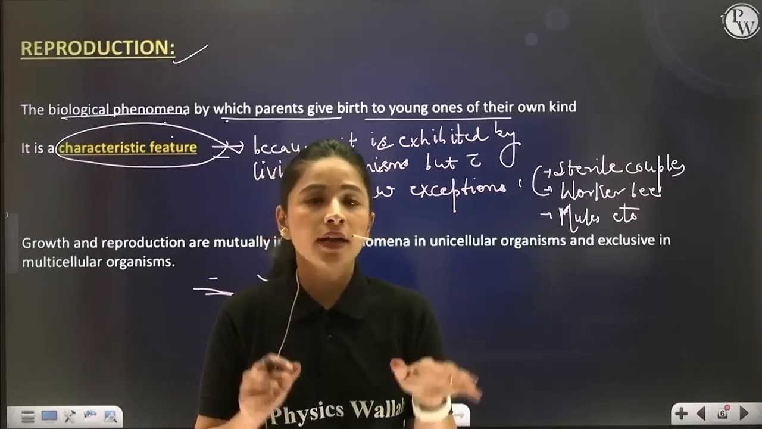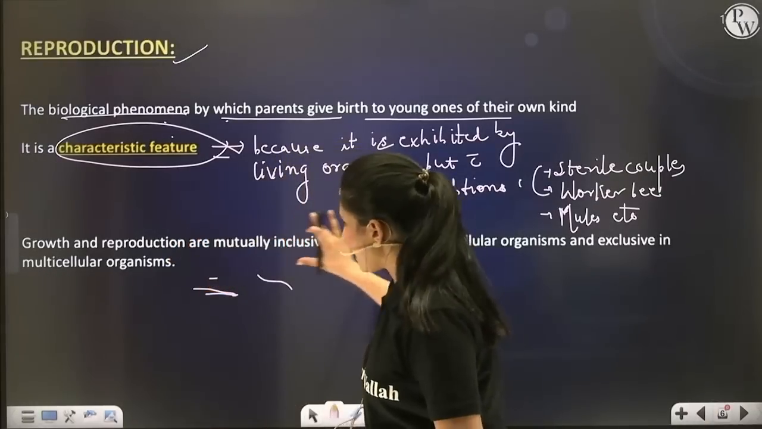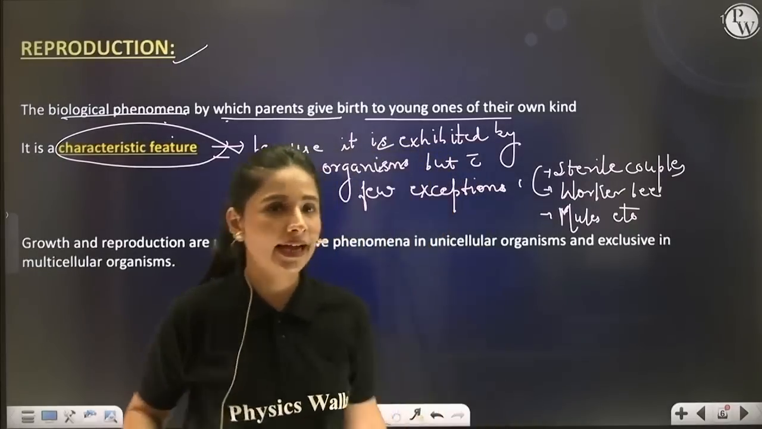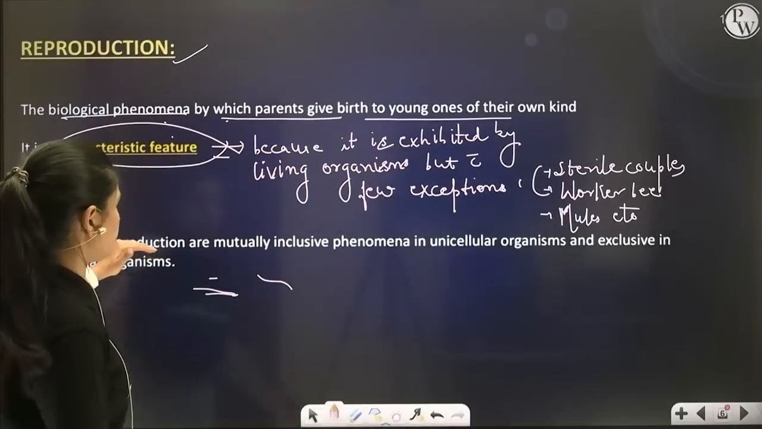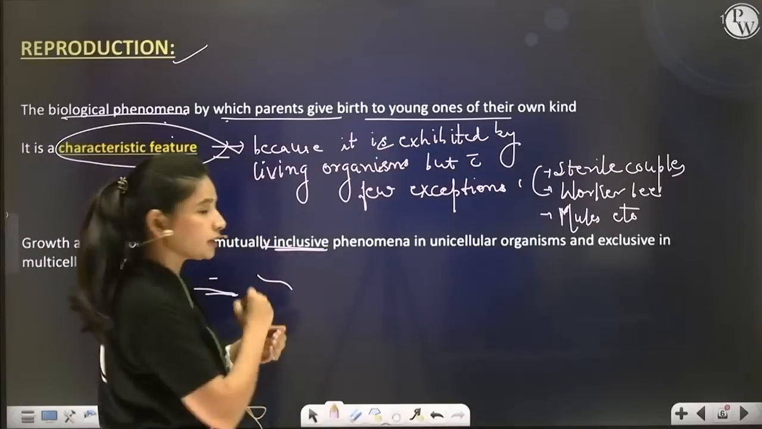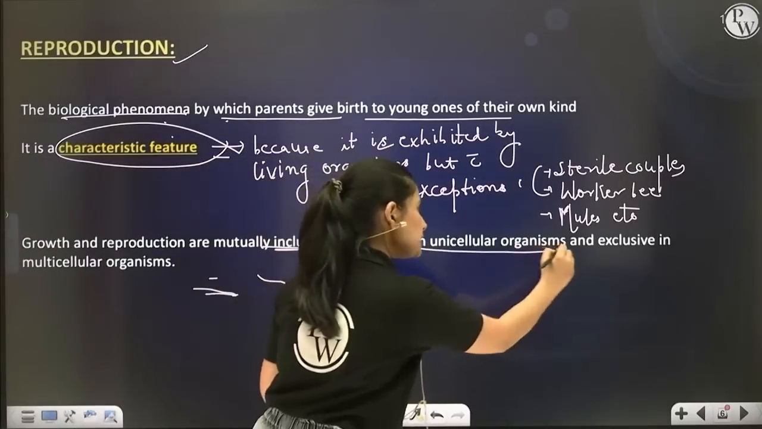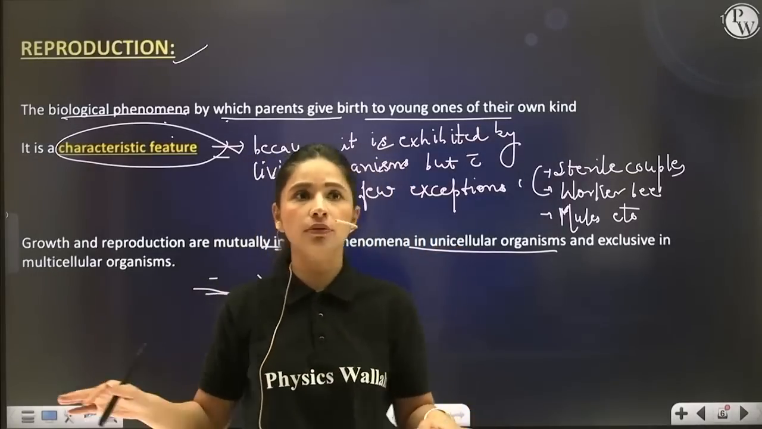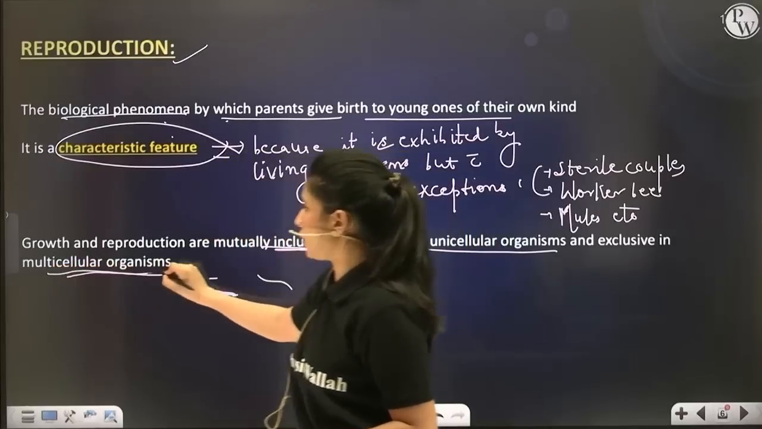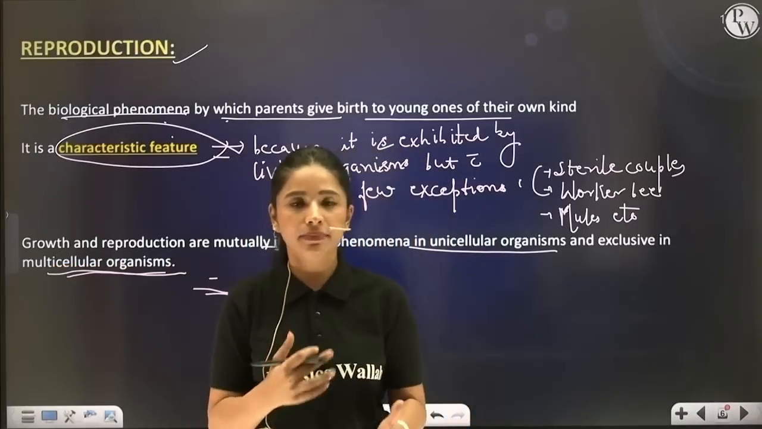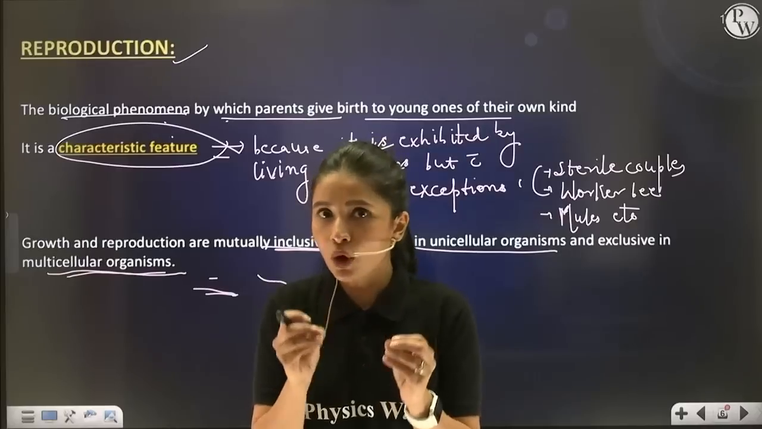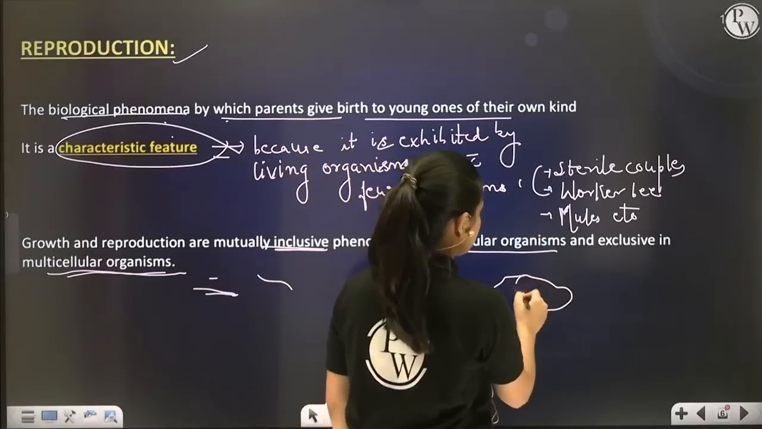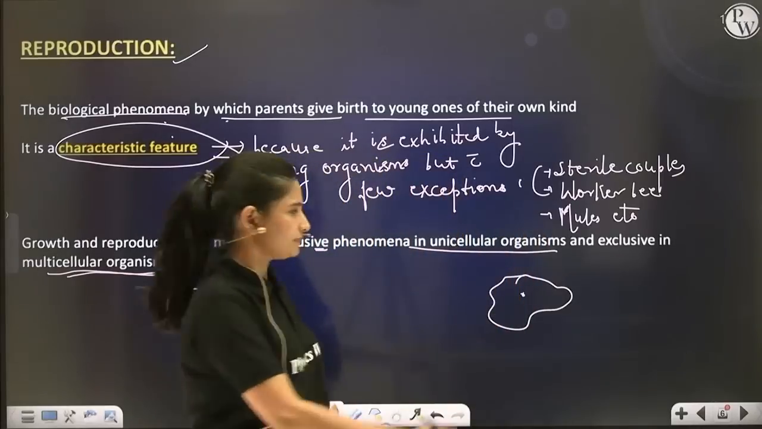Okay. Now, there is one line I have written on the screen. I hope you all can read it. And what is that line? Growth and reproduction are mutually inclusive phenomena in single-celled organism, whereas these two are exclusive phenomena in multi-celled organism. What this line means? Suppose I'm talking about a bacteria. This is a single-celled organism, bacteria, for example, right?